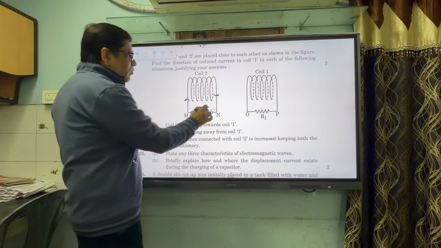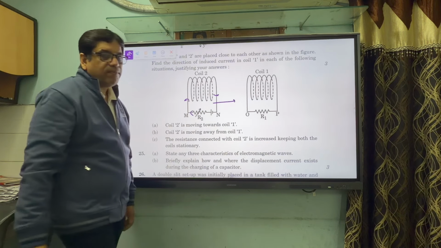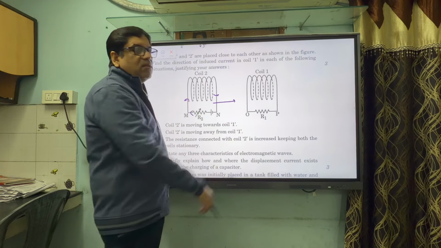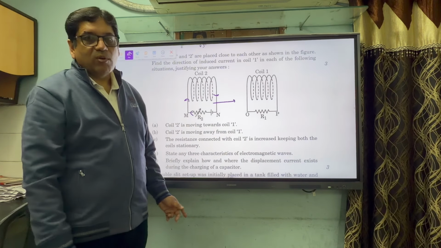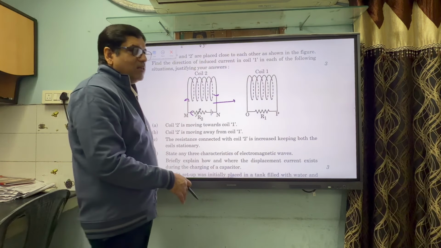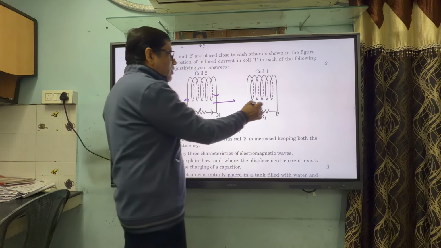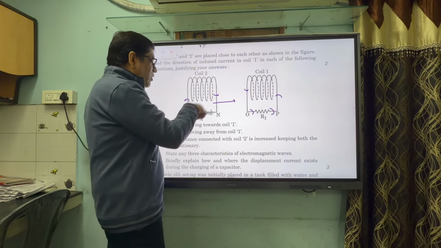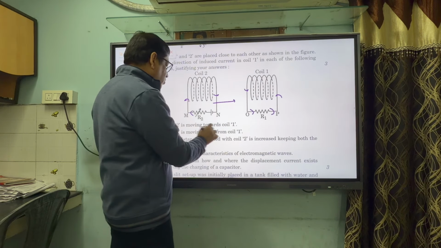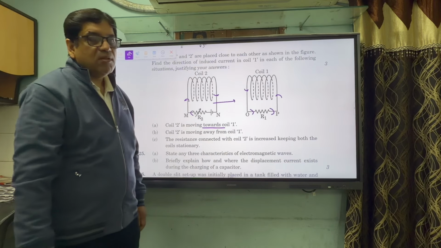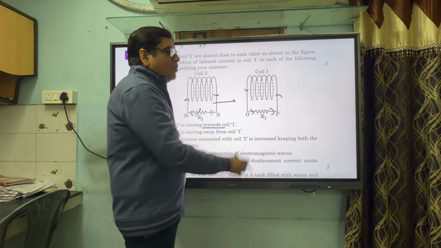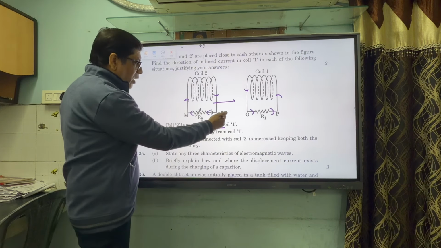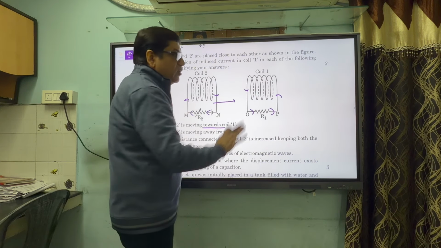Now since the coil is moving towards this coil, the flux will increase, and according to Lenz's law, it will try to oppose, so it will produce an opposite current. If this is clockwise current, this will be anti-clockwise, because it is moving towards and flux is increasing. Here you can say the current will flow from O to P. Here the current is flowing from M to N, but there the current will be flowing O to P, opposite of them.